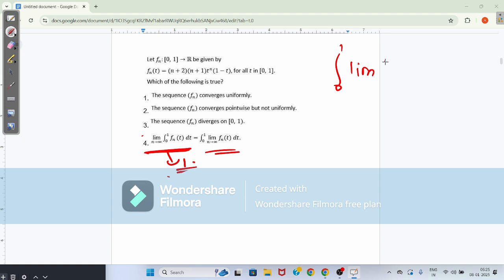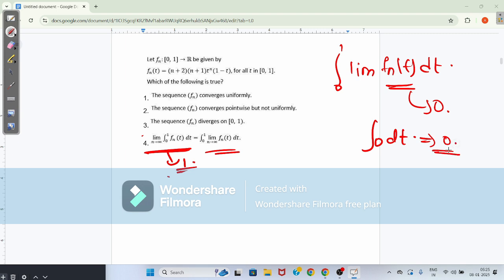When you apply the limit for fn of t here, this value f of t becomes 0. When you integrate this 0, you will get the value 0 here. Since these two values are not equal, it is not uniform convergent. This is only pointwise convergent and not uniform convergent. This is the correct option here.